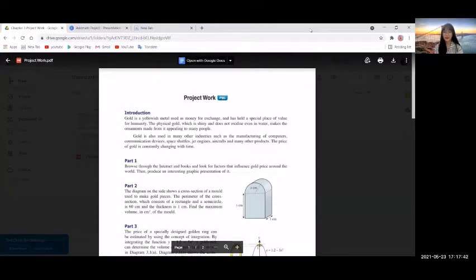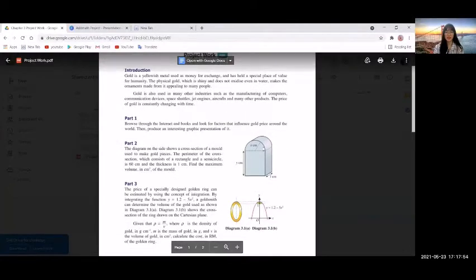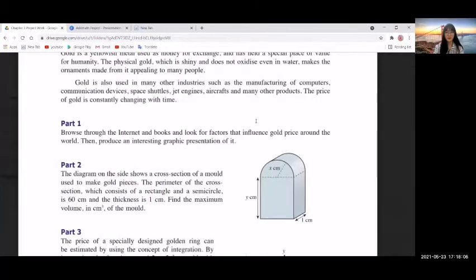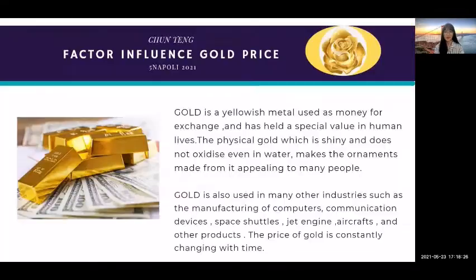In this video, I will be having my presentation about Form 5 Additional Mathematics Chapter 3 Integration. This is the project work that I scanned from the textbook for part 1. Browse through the internet and books and look for the factors that influence gold prices around the world, then produce an interesting graphic presentation of it.